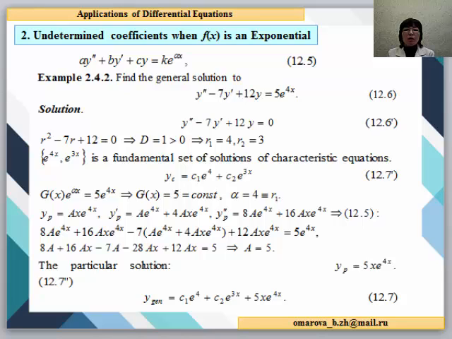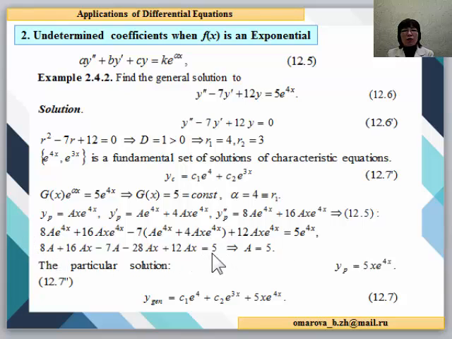So we see that the polynomial g of x is constant, equal to 5, and alpha equals 4, and it coincides with the characteristic root r sub 1. We look for solutions of the equation 12.6 in the form. Next, we find the first derivative and the second derivative. Next, we substitute into the given equation 12.5. Next, we obtain the following equation. Simplifying, we obtain the next equation.